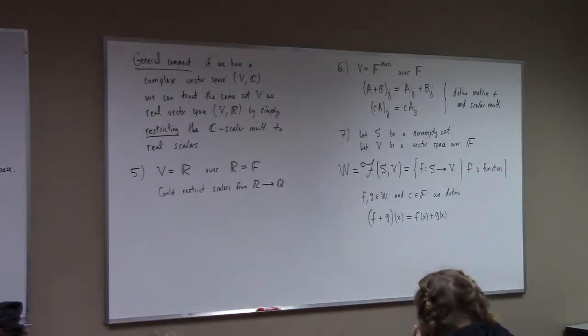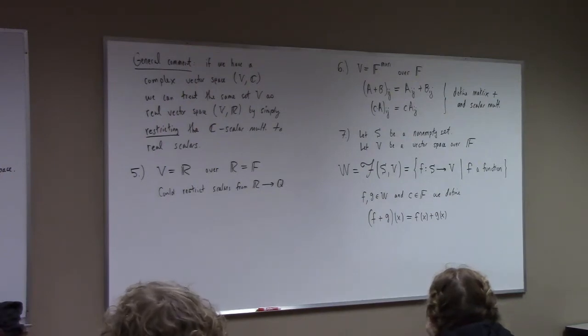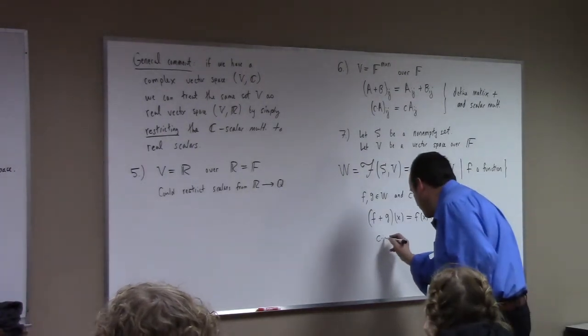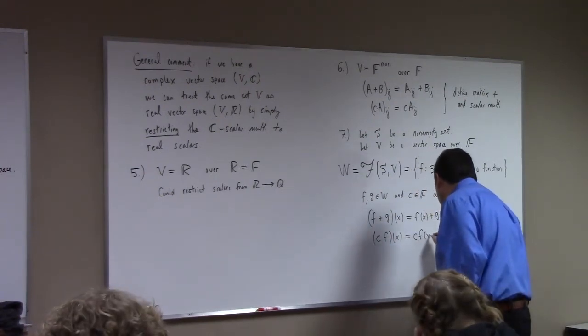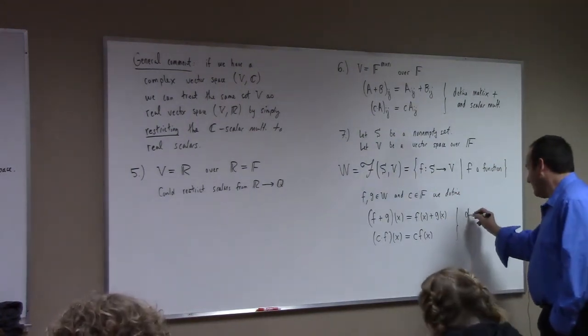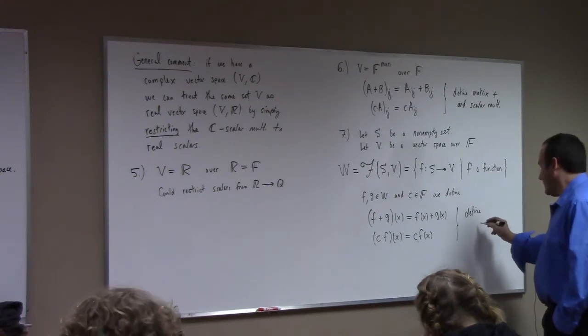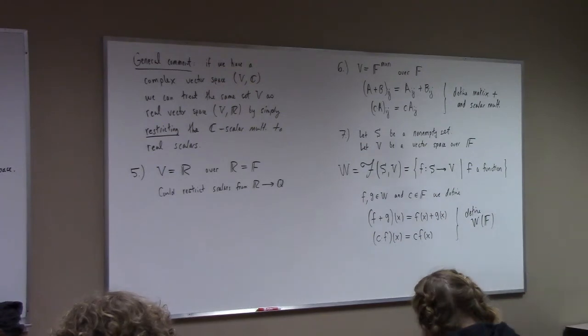This makes sense because the addition on the right-hand side is happening in the vector space W, where vector addition is defined and single-valued, which means that f plus g is also a function if f and g are functions. Also, you can tell me c times f is what? Cf of x, right? So these define W over the field F. I mean, these give W an F vector space structure.